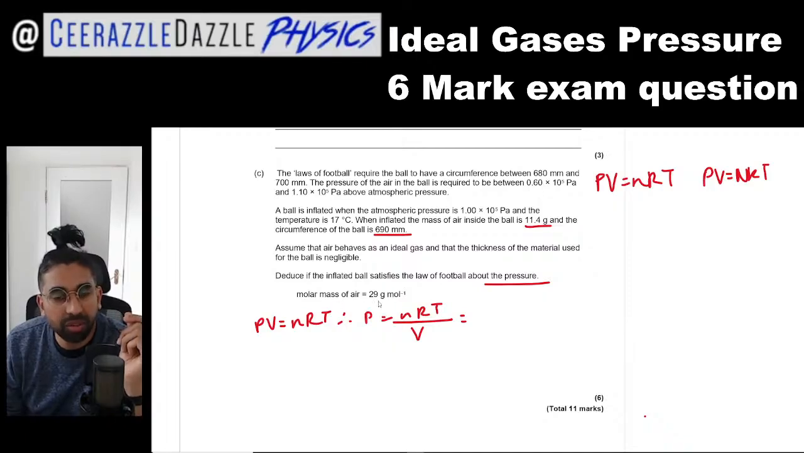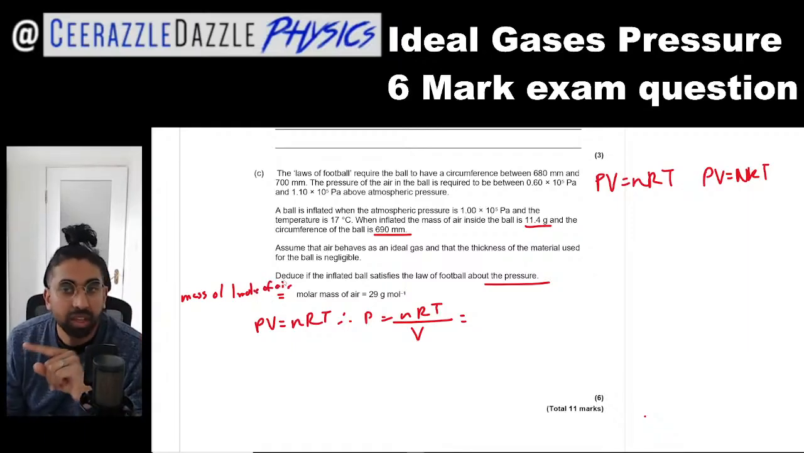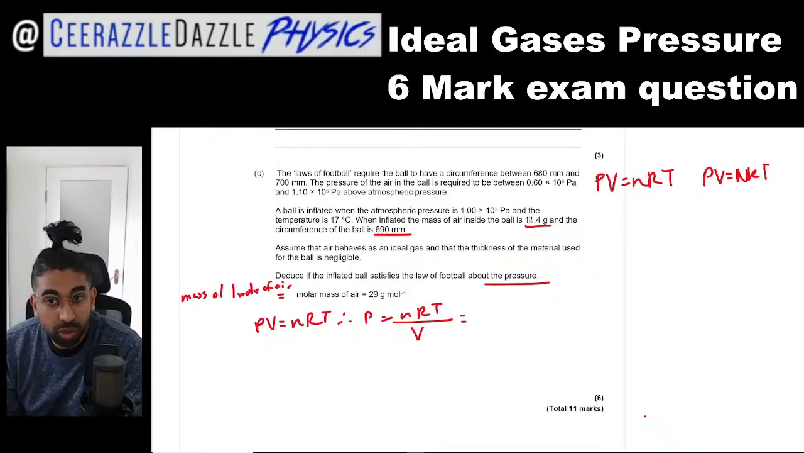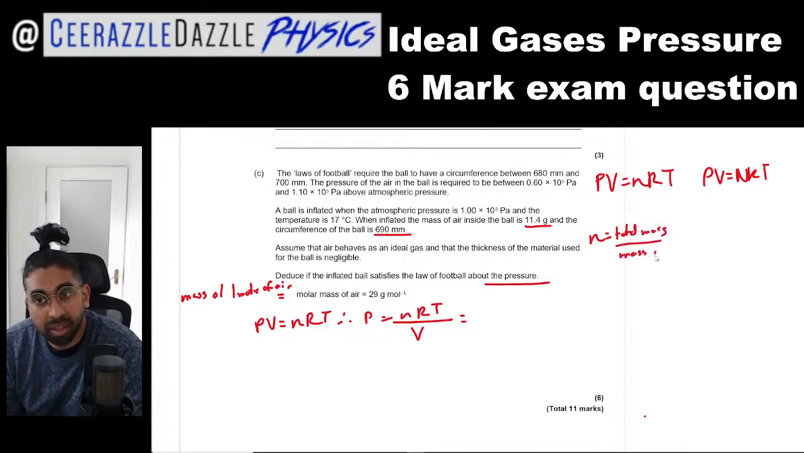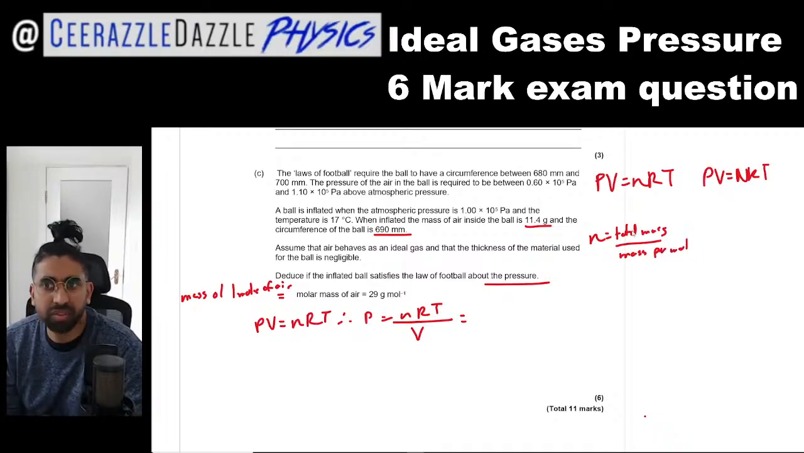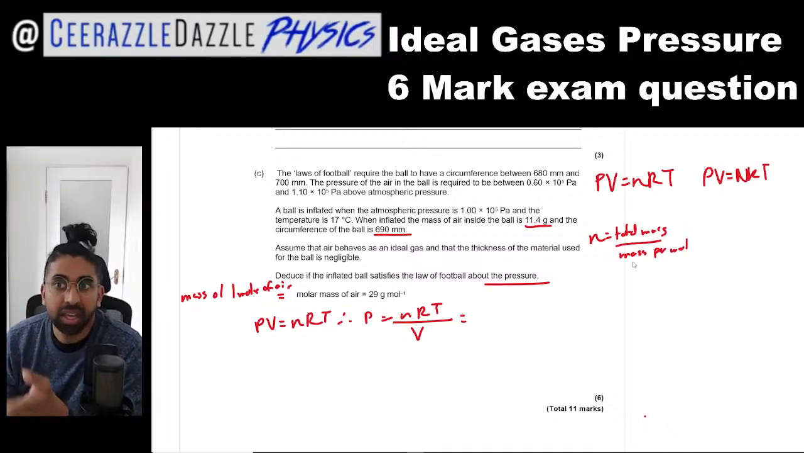We've got the molar mass of air. So this tells you the mass of 1 mole of air. So if you want to work out the number of moles, you know the total mass and you know the mass of 1 mole of air. You can simply do the following: the number of moles is equal to the total mass divided by the mass per mole. Because you take the total mass divided by the mass of 1 mole, that will tell you how many moles you've got.